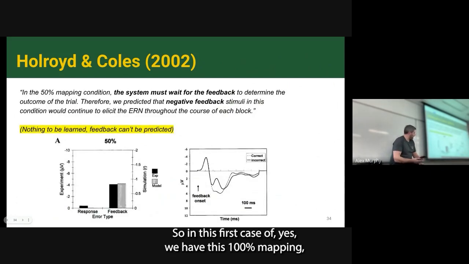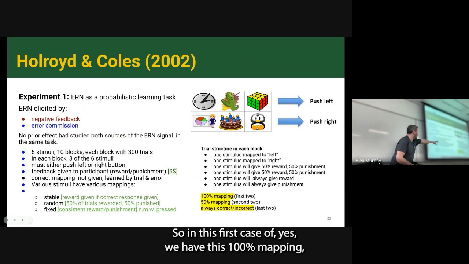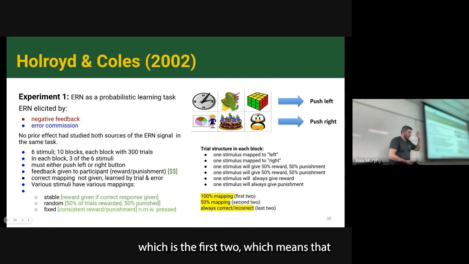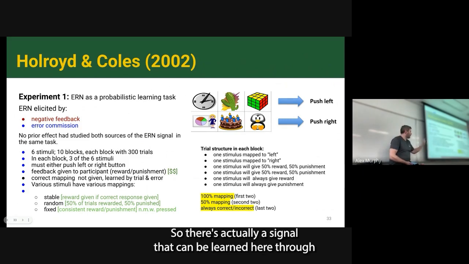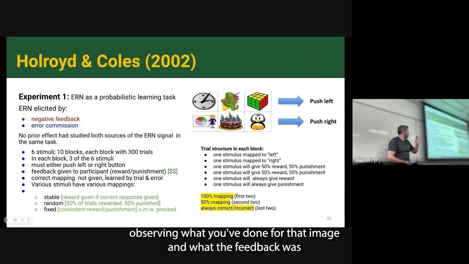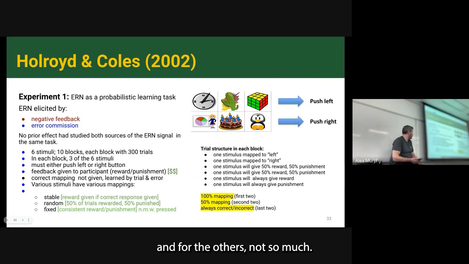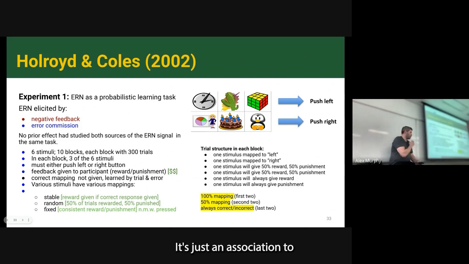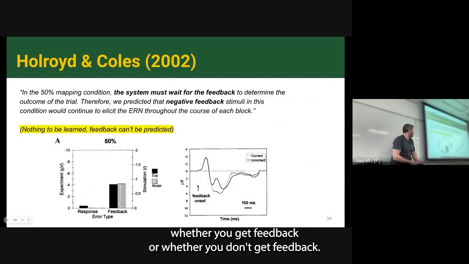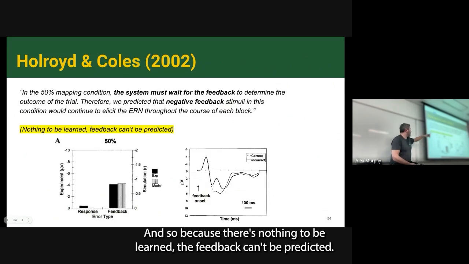So in this first case, let's go back. Yeah, so we have this 100% mapping, which is the first 2, which means that if it's mapped to left and you press left, you get the reward. If it's mapped to left and you press right, you don't. So there's actually a signal that can be learned here through observing what you've done for that image and what the feedback was, and for the others, not so much. So in the 50% mapping, again, there's nothing to be learned in this case. It's just an association to whether you get feedback or whether you don't get feedback. And so because there's nothing to be learned, feedback can't be predicted.